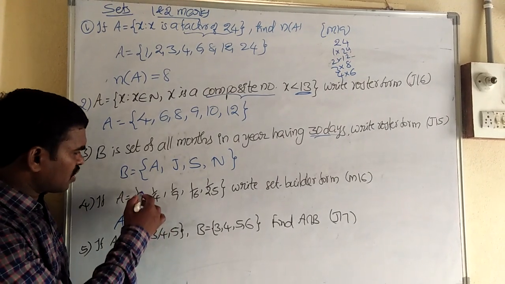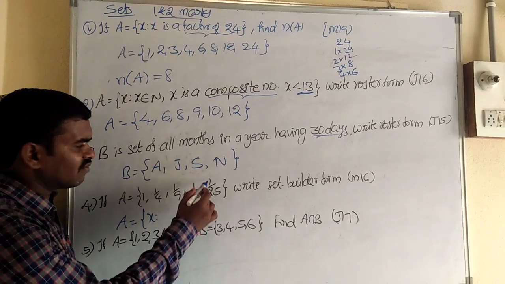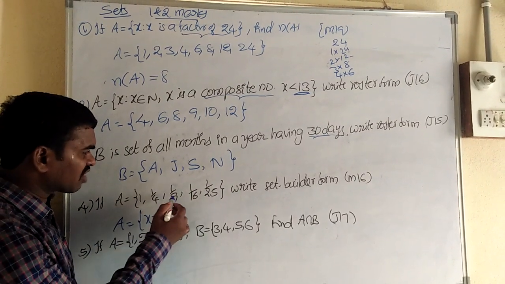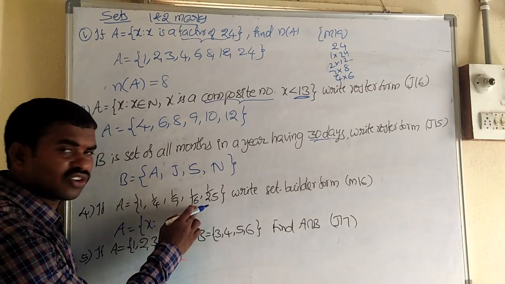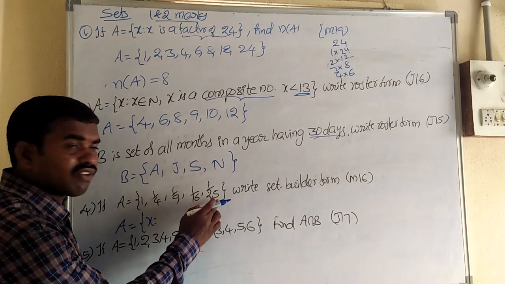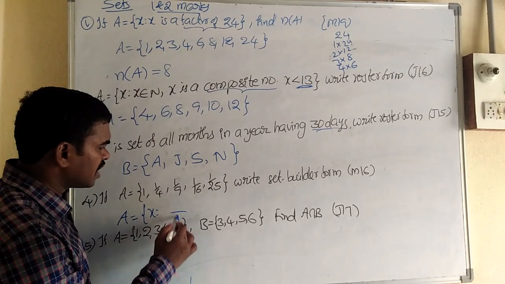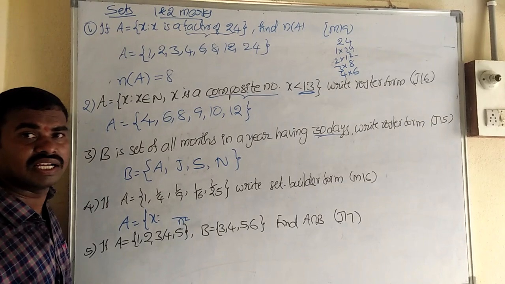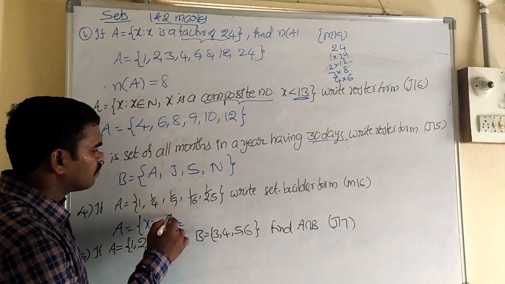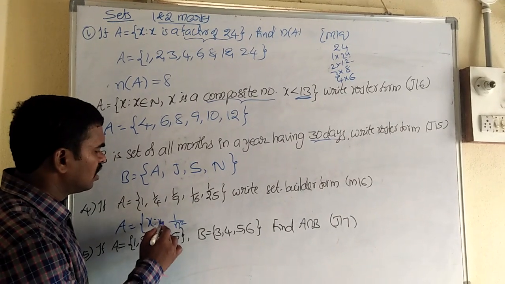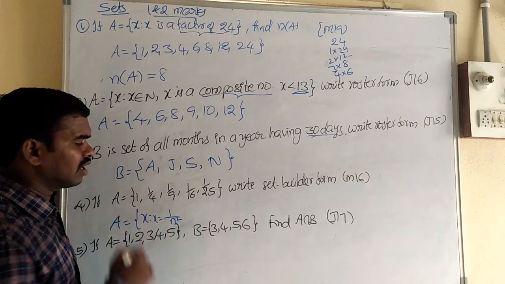See, can you observe this is 1 by 4, 1 by 9, 1 by 16, 1 by 25. These are the perfect squares. This is 2 square, this is 3 square, this is 4 square, this is 5 square. So, by some n square. What is in the numerator? Always 1. So, x is equal to 1 by n square.